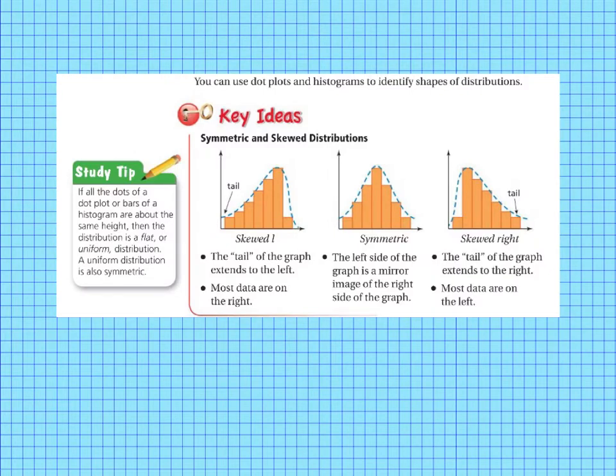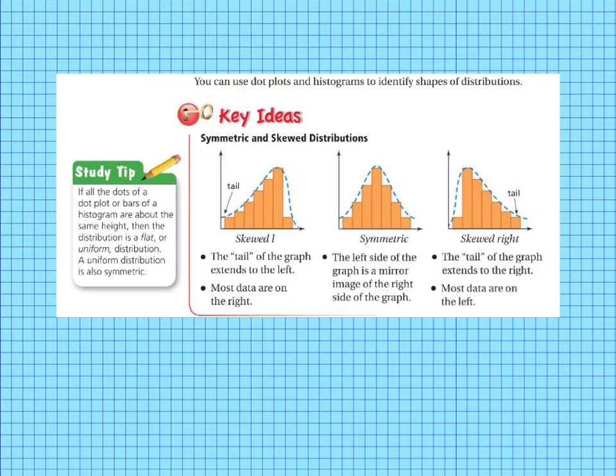We're going to start by taking a look at the key ideas. It says you can use dot plots and histograms to identify shapes of distributions. So once you put your data into a dot plot or a histogram, you can kind of see the shape. This also works for a stem and leaf plot.